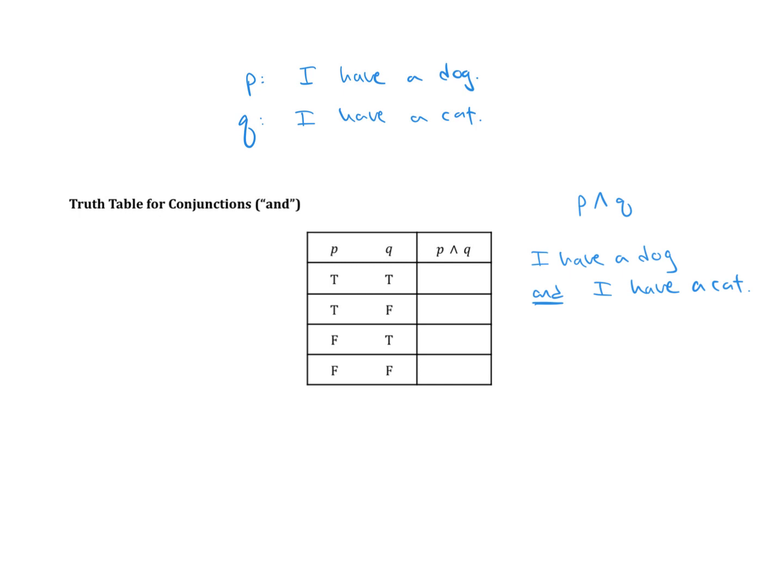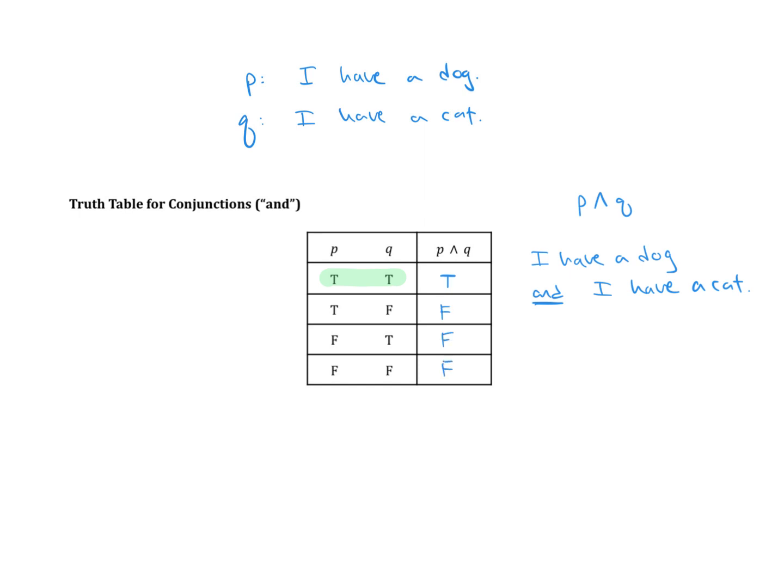But if one of those is false, then the whole statement is false. So if I say I have a dog and I have a cat, but I really don't have a cat, then the whole statement is false. Or if I have a cat but I don't have a dog, the whole statement's false. And if I have neither a dog nor a cat, then the whole statement is false. So the only way this is true is if both simple statements are true. So in my truth table, the row where both P and Q are true is the only row where the compound statement is going to be true. In all the other rows, it will be false.